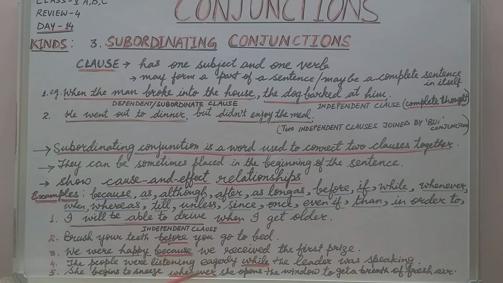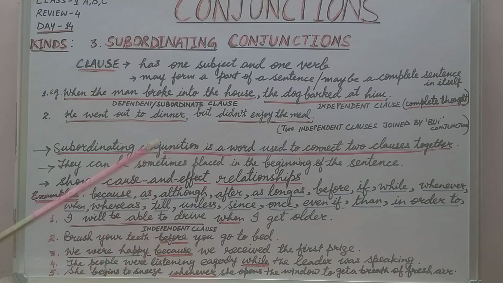The people were listening eagerly while the leader was speaking. Now the people were listening eagerly is one clause. While the leader was speaking, this is another clause. And they're joined by the conjunction while. This is a subordinating conjunction. She begins to sneeze whenever she opens the window to get a breath of fresh air. She begins to sneeze is one clause. She opens the window to get a breath of fresh air is another clause. And both the clauses are joined by the subordinating conjunction, that is whenever.